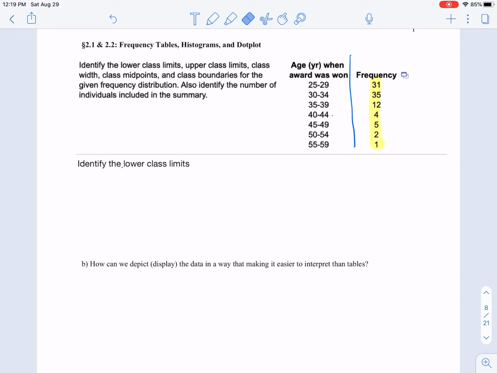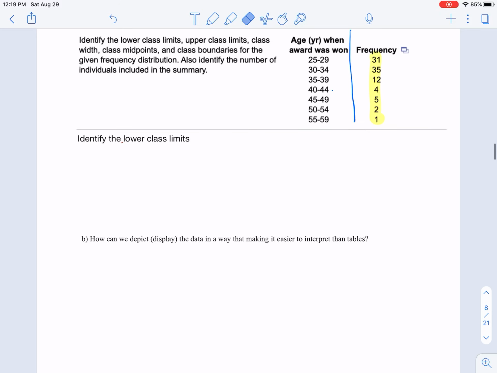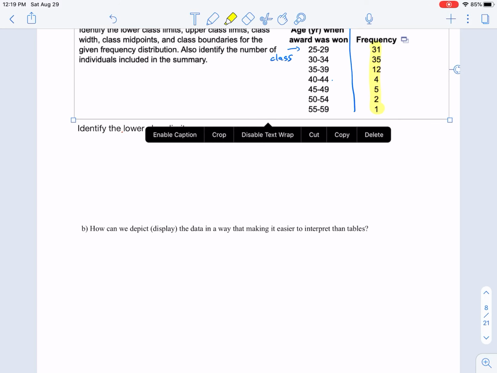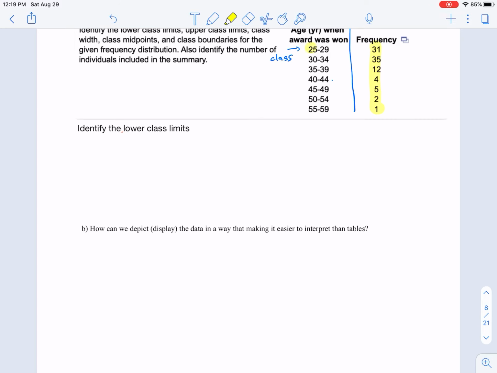We have the lower limits and the upper limits. Let's start with the lower limits for each class. Each of these is a class or group, so we'll just call them classes. The lower limit of the class will be these numbers here. The first class is 25 to 29 years of age, so the lower limit is the lowest number there, starting from 25. So we got 25, and then the next class starts at 30, as you can see.